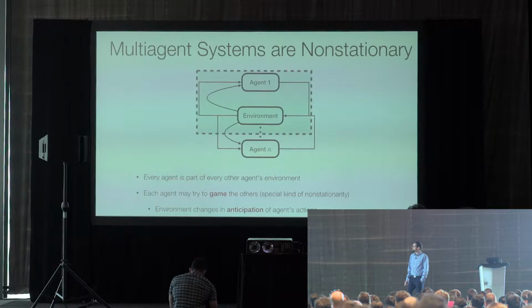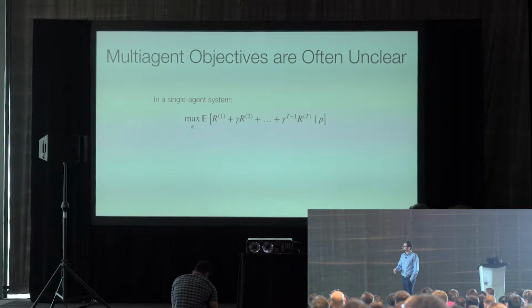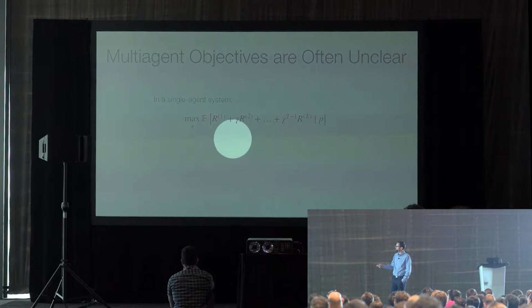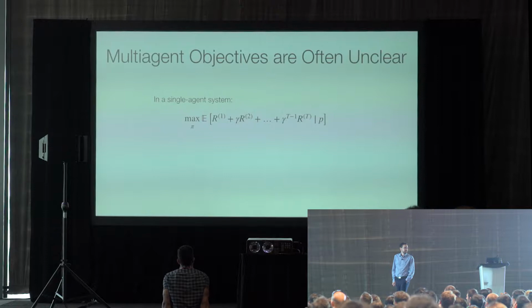OK. Here's one of my hobby horses. Multi-agent objectives are often unclear. So I asserted earlier on in our safe space slide that we know what we want in a single agent system. We know what we're up to, right? We're trying to pick some policy pi that's going to maximize the expected sum of our rewards, the expected discounted sum of our rewards, say, conditional on either the environment or our understanding of the environment. This is straightforward. We almost never talk about this, because this is just what we're doing.